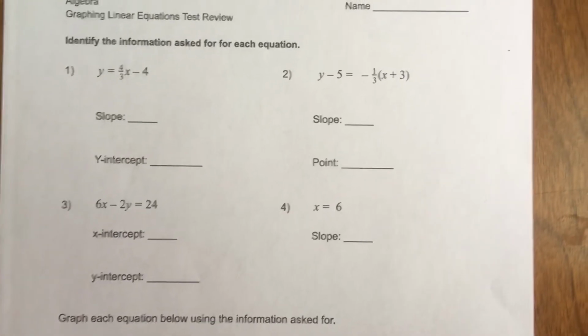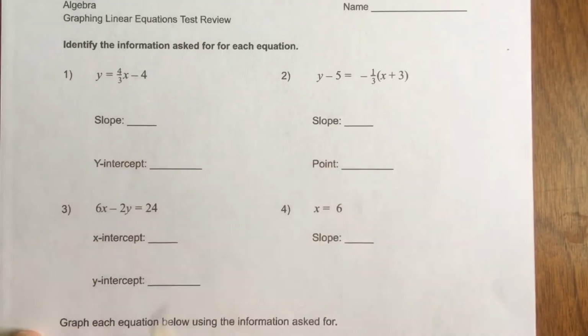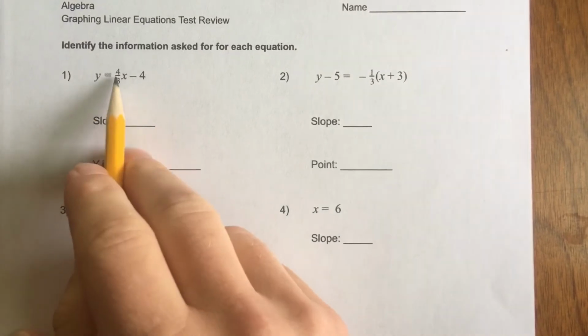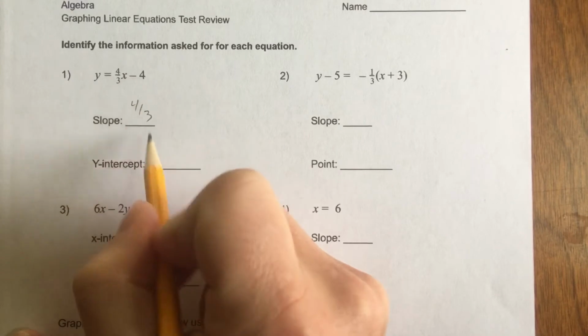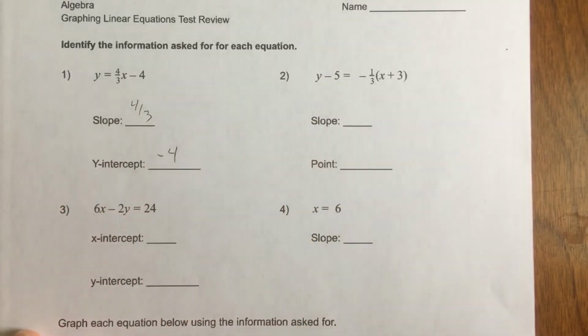All right, this is the test review answers. For the first few, we're just looking for the information. So for the first one, slope is what's in front of x. The y-intercept is the number that's kind of hanging out by itself. So that's not too bad.